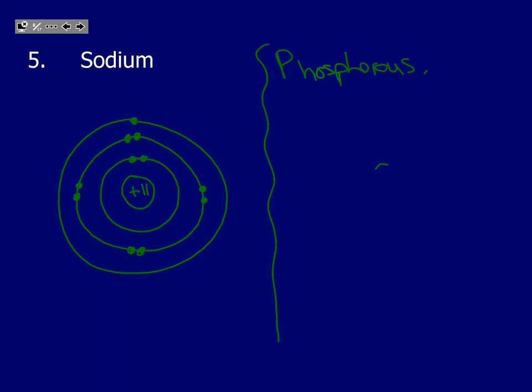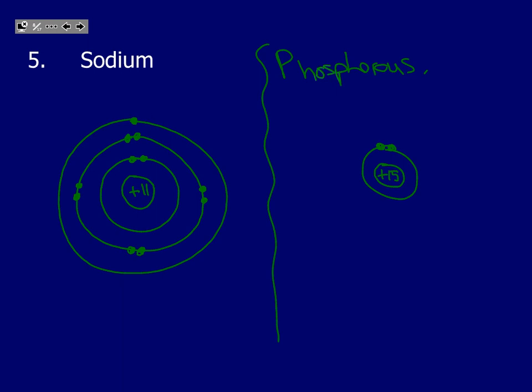Phosphorus. How many protons in the nucleus? What's the atomic number for phosphorus? What do you see in there? 15. It's the big red number. You bet. 15. Plus 15. All right, so we need 15 electrons, right? How many in the first orbit? 2. 1, 2.